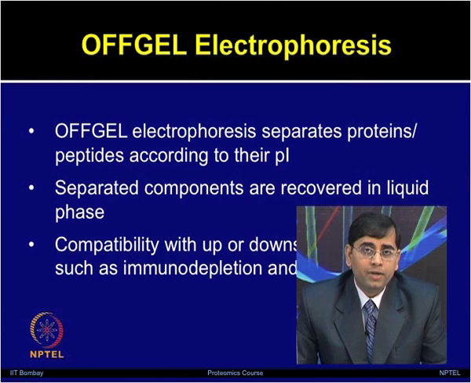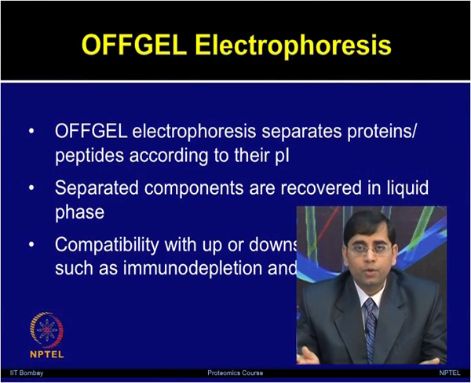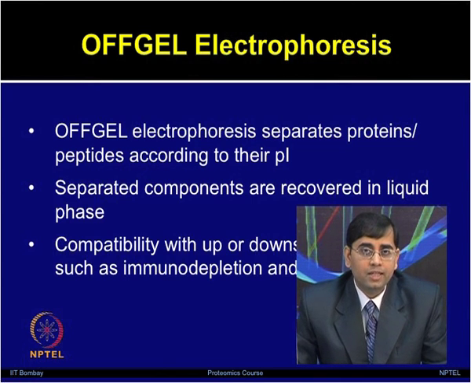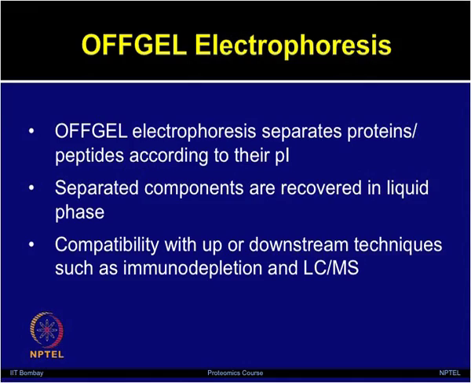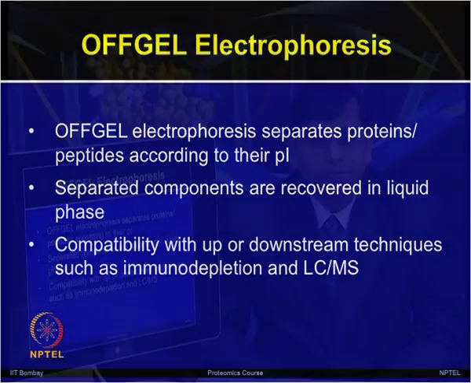Now, these components, which are separated based on the pI values, can be recovered in the liquid phase itself. When the IEF has finished, your protein samples are already present in the liquid phase, and you can remove aliquots in the different pH ranges, so that you have the proteins separated based on the pI values in the liquid phase itself. This method is very compatible for further downstream processing in LC-MS or doing immunoprecipitation.